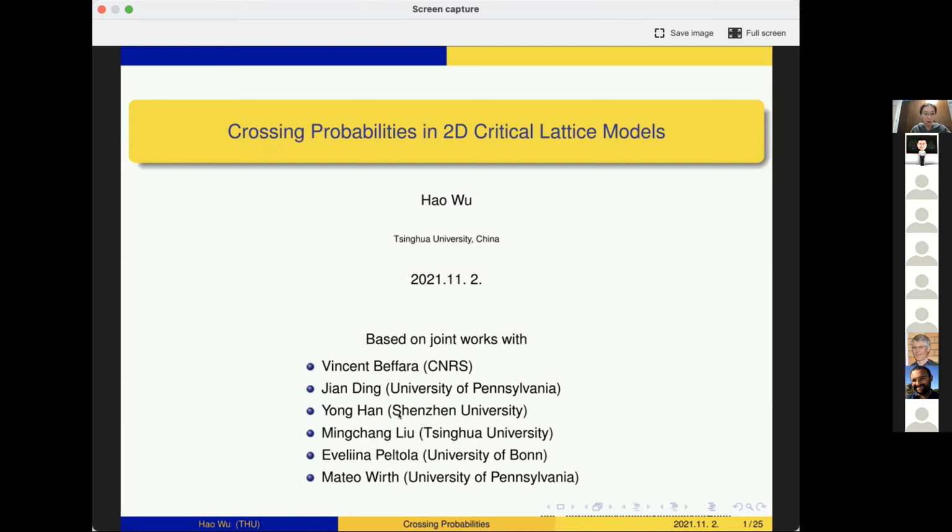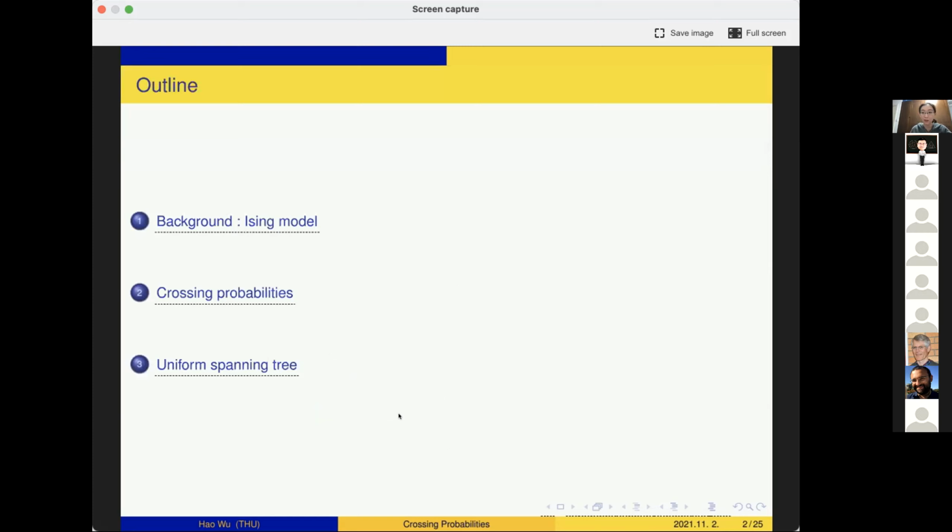Okay, so my talk will have three parts. The first part is about the classical Ising model, and it will give a background on what kind of problems we are interested in. The second part is about crossing probabilities. The third part is about uniform spanning tree.